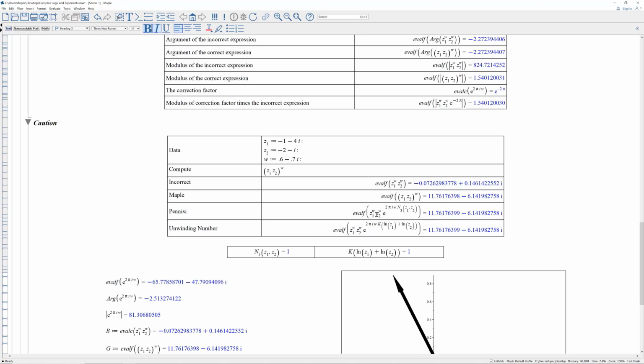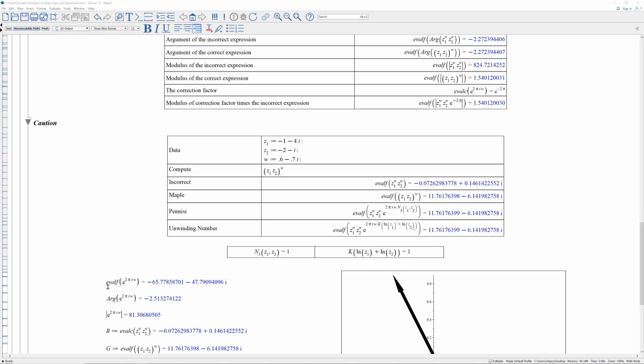Incorrect distribution of the exponents, using the Panizzi correction factor, I get agreement with what Maple does. And if I use the unwinding number version of the correction factor, I get a match with what Maple does. And in each instance, the correction factor here, N3, here it's K, they're 1.